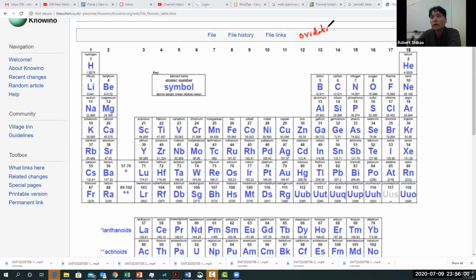Oxidation state. Charge on atom. We'll have to talk more about this later. But carbon varies from carbon 4 plus to carbon 4 minus. Nitrogen varies from nitrogen 5 plus to nitrogen 3 minus.